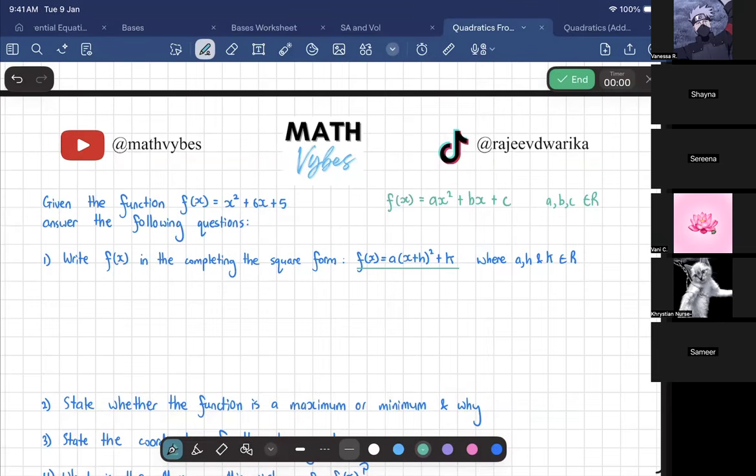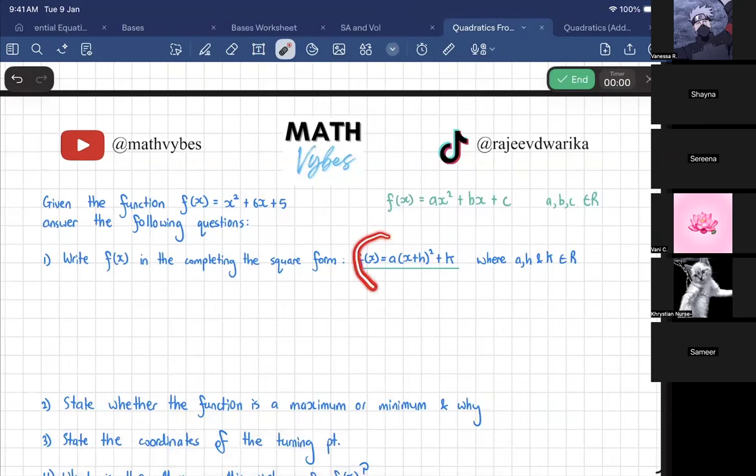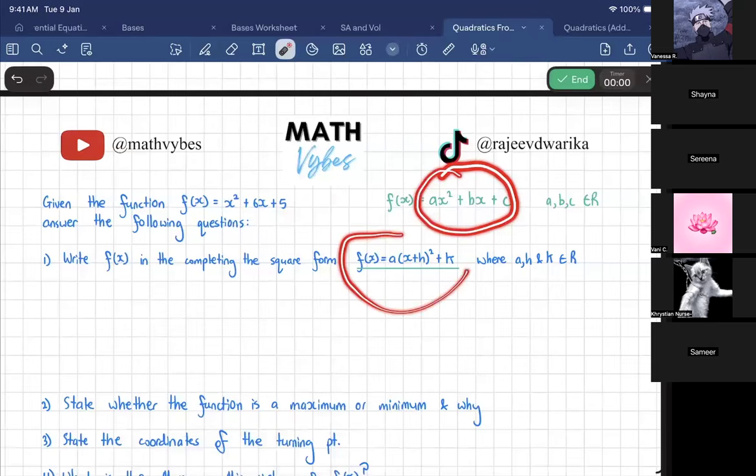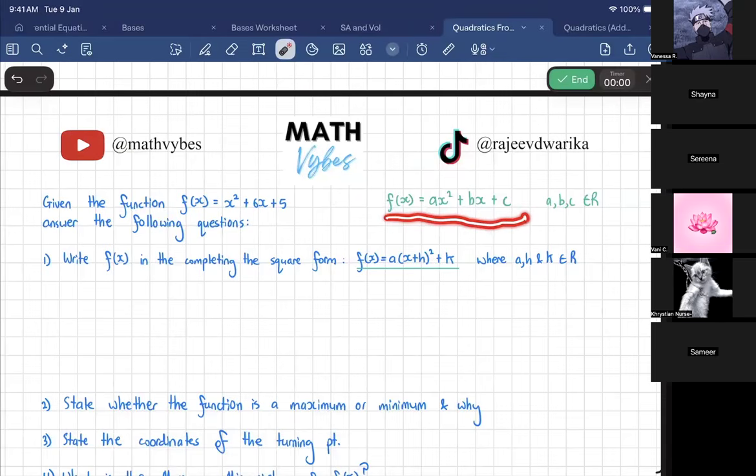With KBC, this is not the general form of a quadratic. That's the completing the square form. This and this are not in the same form. We actually want to get this into this form. But first, I want you to recognize where the quadratic function is.